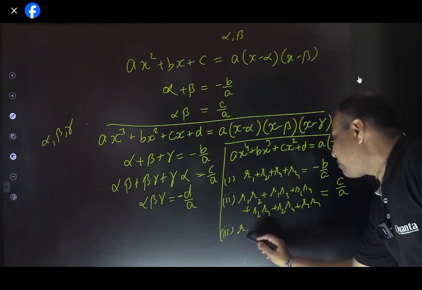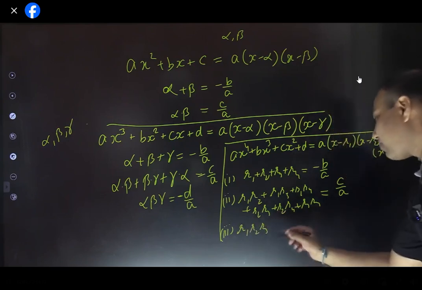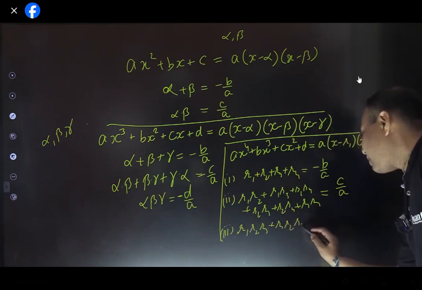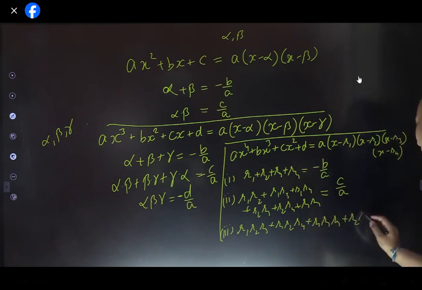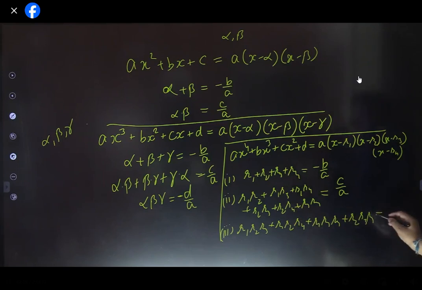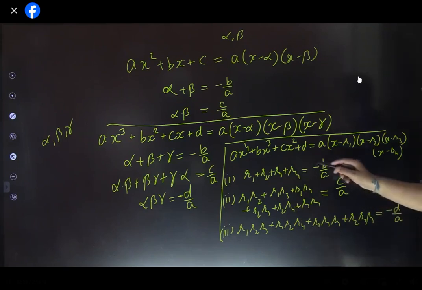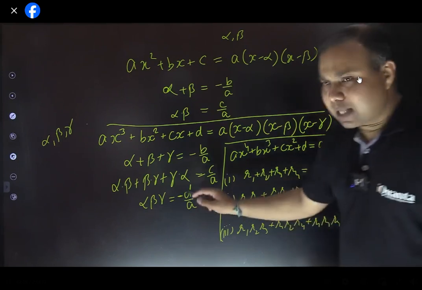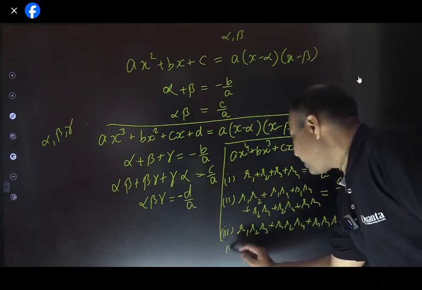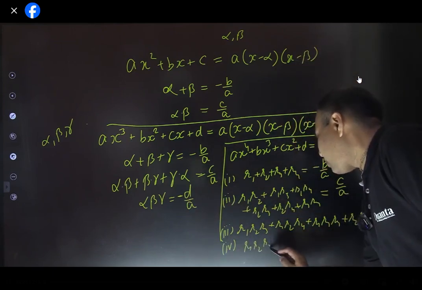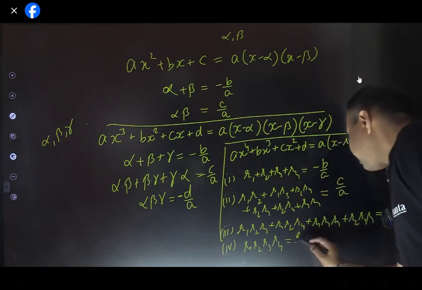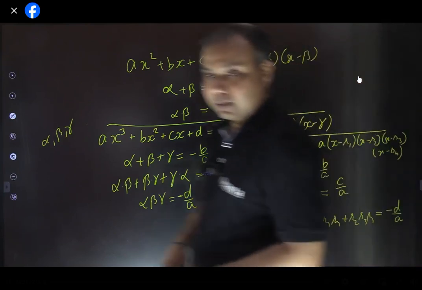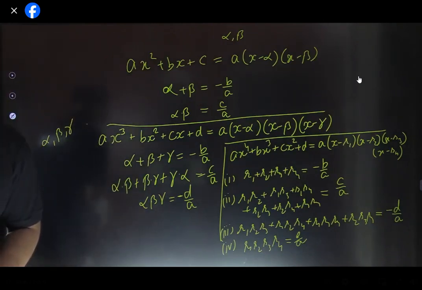So multiplying 3 at a time, that means r1, r2, r3. I have left r4 here. Plus r1, r2, r4. This time I have left r3. Then r1, r3, r4. This time I have left r2. And finally r2, r3, r4. So there are going to be 4 terms, and that is going to be equal to negative d by a. So these signs alternate: negative, positive, negative. Last time I made that mistake. And finally, r1, r2, r3, r4, multiplying all the 4 roots together, this value is going to be positive, e by a. Okay, so I hope you have got the idea.